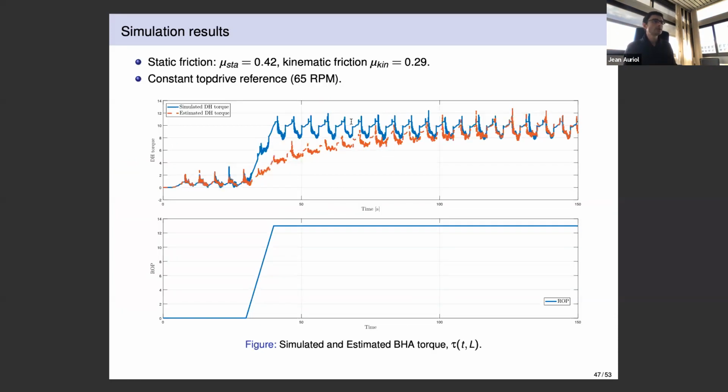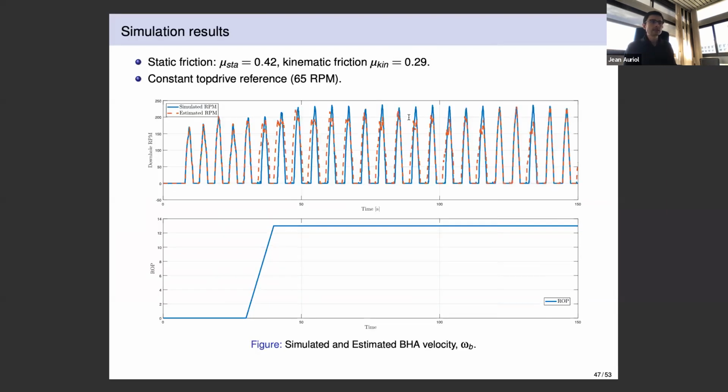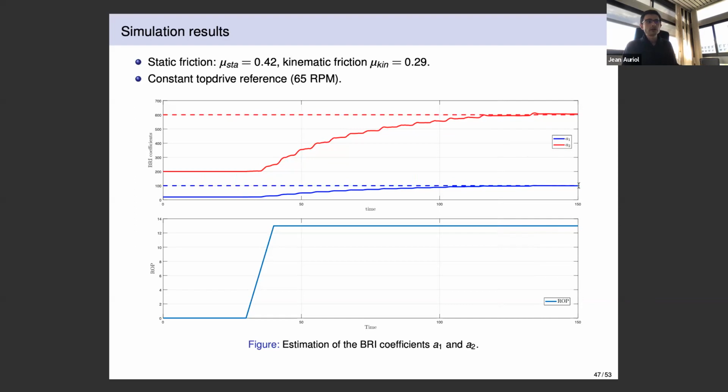So just to show you some simulations, this is what we obtain with bit-rock interaction for the torque. And this is the ROP. You can see that after some time, we have the correct estimation of the torque. And the same holds for the angular velocity. In the first part, when the ROP is equal to 0, you estimate the static and kinematic friction, and then you estimate A1 and A2. This is why you have a transient here, where the estimation is not good. The estimation is good here because we assume that mu kin and mu star have been correctly identified. Here you have a transient, and finally the estimation becomes good again. And this is the estimation of A1 and A2 we have done in simulation.